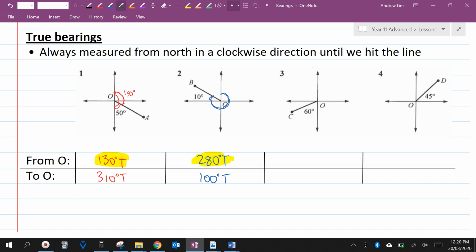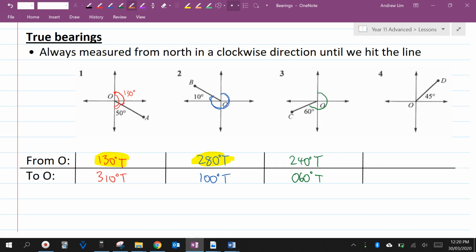Okay, so from O means north of O in a clockwise direction. That's 180 plus 60 is 240 degrees true. If I want to work out the opposite bearing, hey, that's more than 180, so I'm going to minus 180 from it, and that's 60 degrees. But whenever we have a bearing that only has 2 digits, we need to add that 0 at the front, because all bearings must have 3 digits.